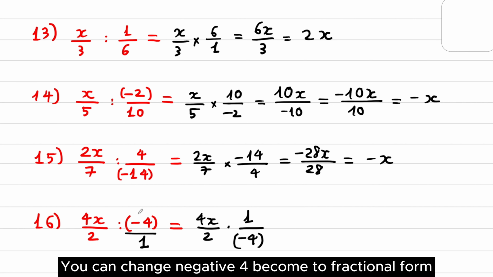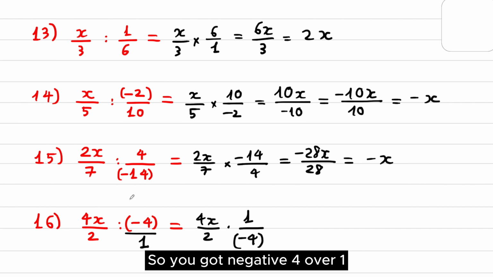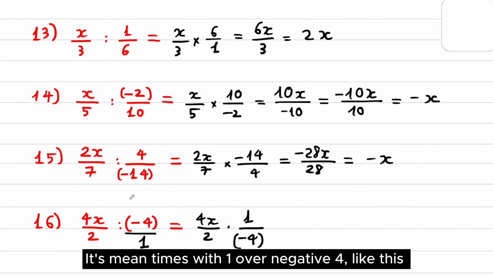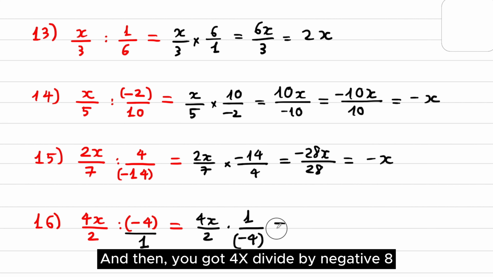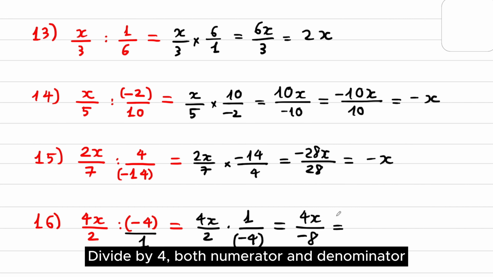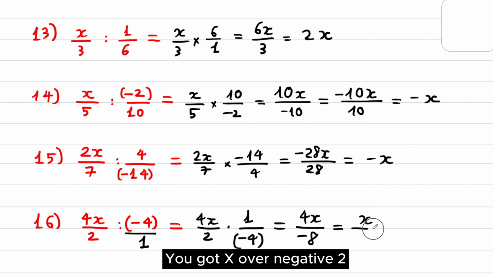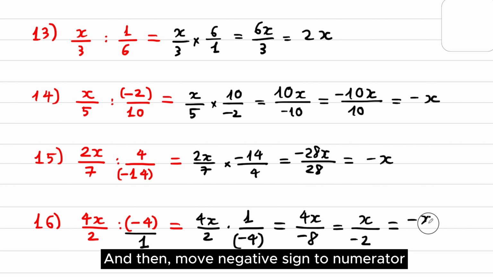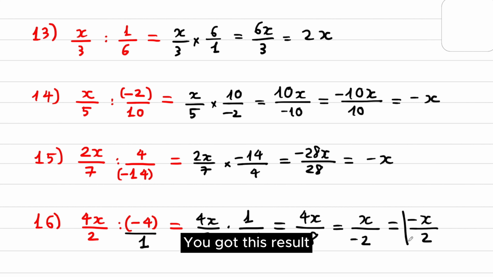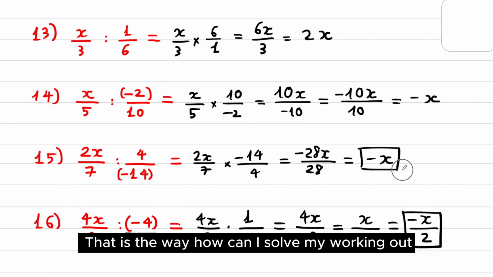You can change negative 4 into fractional form, so you got negative 4 over 1. Dividing by that means times 1 over negative 4, like this. And then you got 4x divided by negative 8. Divide both numerator and denominator by 4, you got x over negative 2. And then move the negative sign to the numerator, you got this result. That is the way to show your working out.